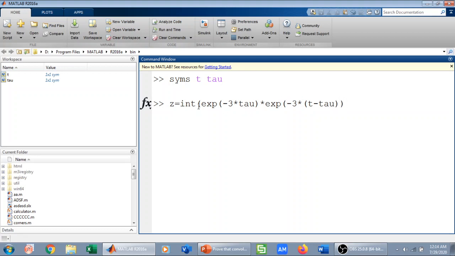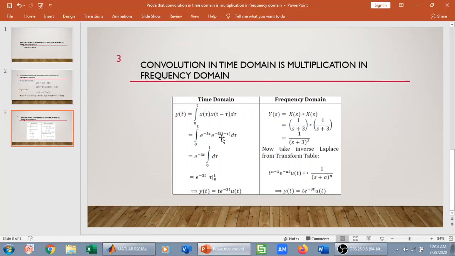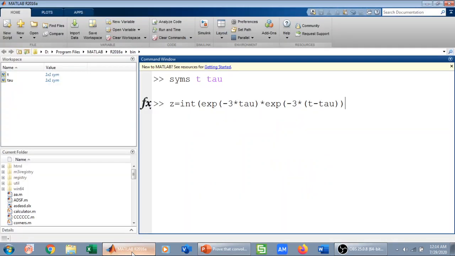This int indicates the integration. I am putting this equation here. Then I have to define the variable with respect to which the integration should be taken. That should be tau, and the range of integration should be 0 to t. Hopefully we are good to go, so we will run this. We got the convolution of e power minus 3t with itself, and we got this result.